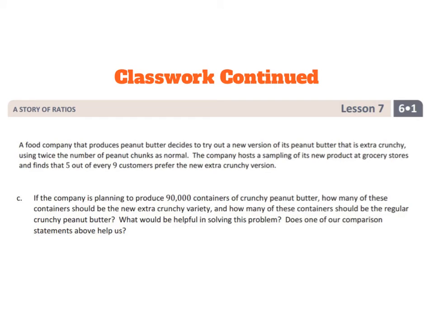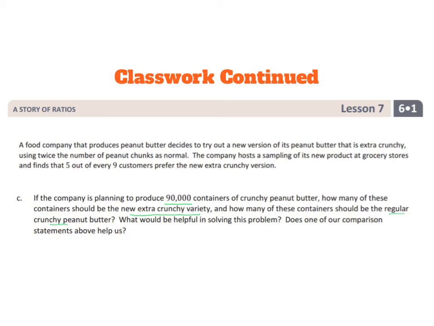This one is a food company. Is it the same info? Yes. And now this is just the C part. If the company is planning to produce, wow, big quantity, 90,000 containers of crunchy peanut butter, how many of these containers should be the new extra crunchy variety, and how many should just be the regular? What would be helpful in solving this problem? Does one of our comparison statements above help us?